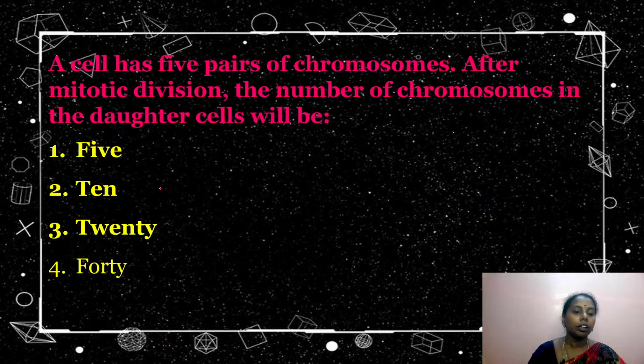Very correct. Okay, the next question, a little logical question. You have to think and answer, children. A cell has 5 pair of chromosomes. After the mitotic division, the number of chromosomes in the daughter cells will be: is it 5, 10, 20 or 40? Yes, late prophase is an excellent answer, where the nuclear membrane actually disappears. Tarunika answered.